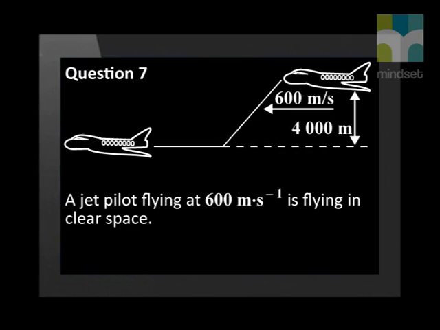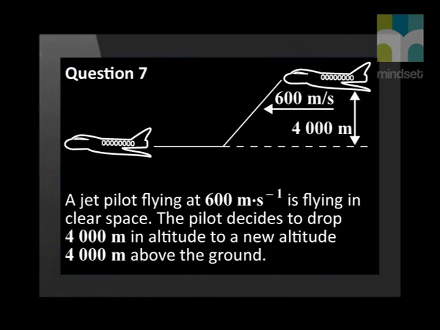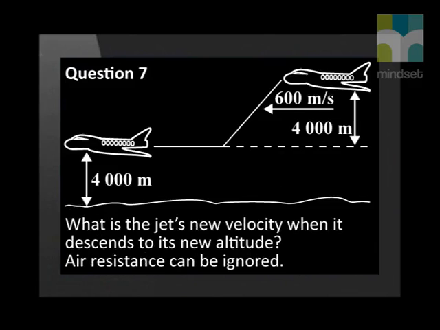A jet pilot flying at 600 meters per second is flying in clear space. The pilot decides to drop 4,000 meters in altitude to a new altitude 4,000 meters above the ground. What is the jet's new velocity if it descends to its new altitude? Air resistance can be ignored.